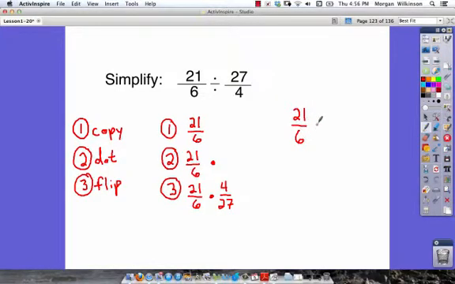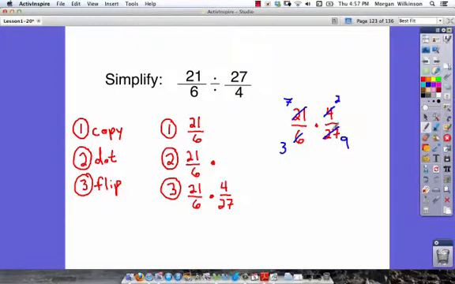21/6 times 4 27ths. Let's simplify before we multiply. We know 4 and 6 can both be cut in half, so we're going to get a 2 and a 3. If we look at what else we can simplify, we can simplify 21 and 27. They're both divisible by 3. 21 divided by 3 is 7, and 27 divided by 3 is 9. So now we're looking at this problem.